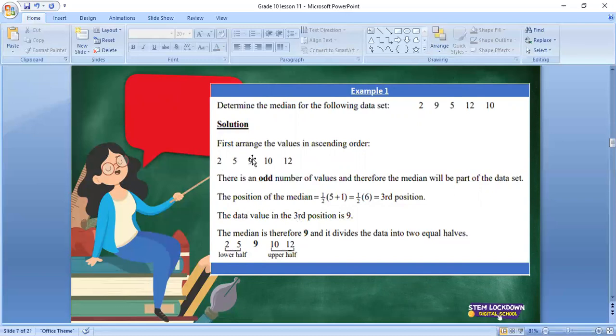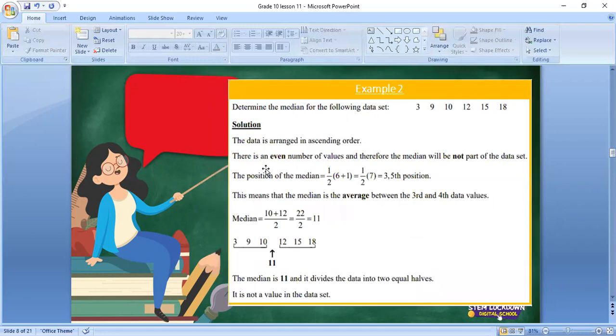So our median here is 9. The median divides the data into two equal halves. If you divide the data into two equal halves from the median, you're going to have half of the data on the left and half of the data on the right. So that is the median.